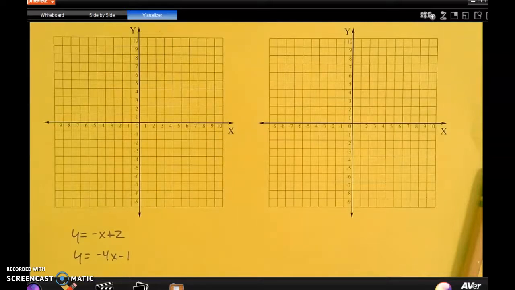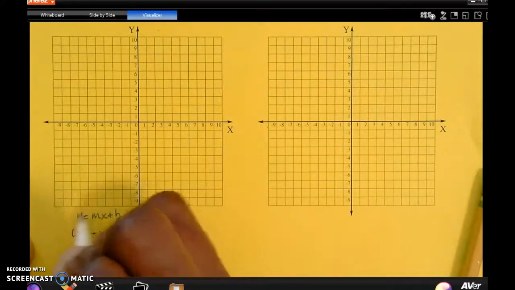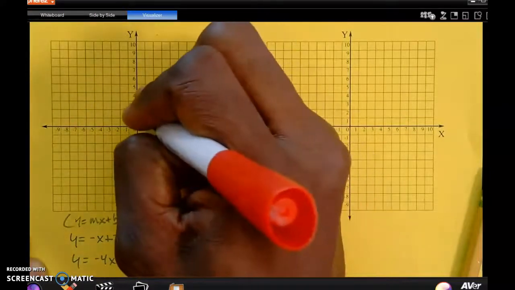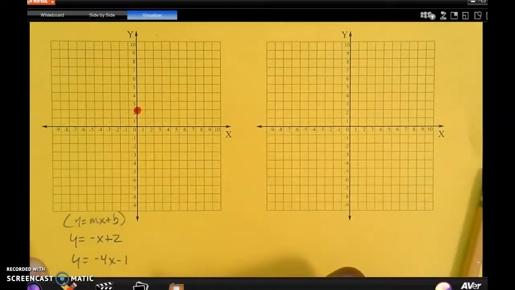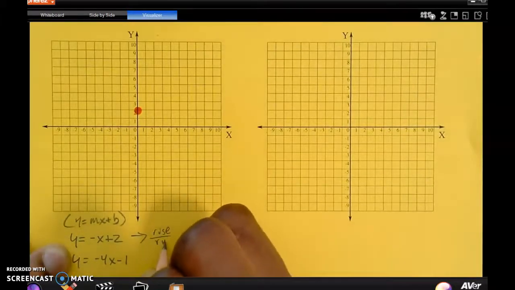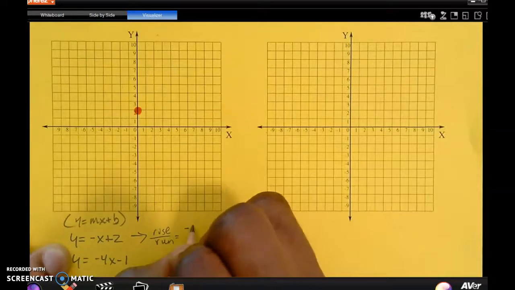Okay, now I know where to start because we know that in the form of y equals mx plus b, b, or the number 2 in this particular case, is going to be my y-intercept. So that's where it hits the y-axis, right there. We also know that this slope is in the form of rise over run. Since this is a negative x, we assume a negative 1. Okay, so again, that will be a negative 1 over 1.